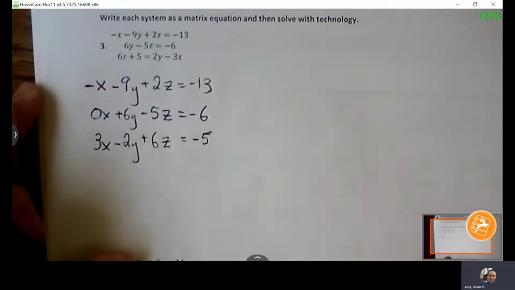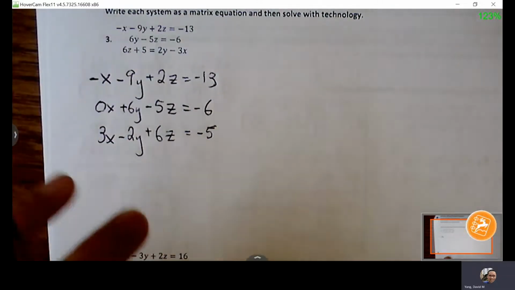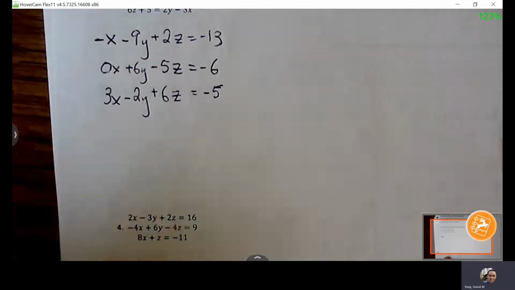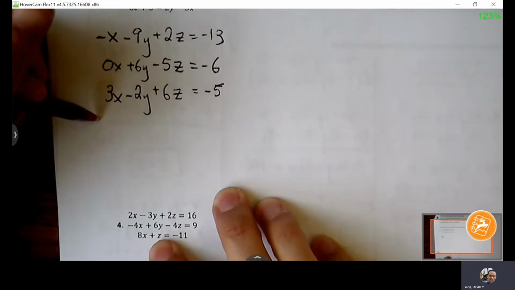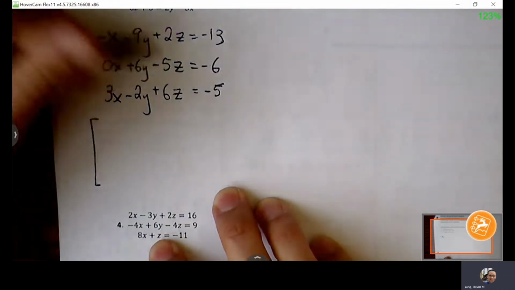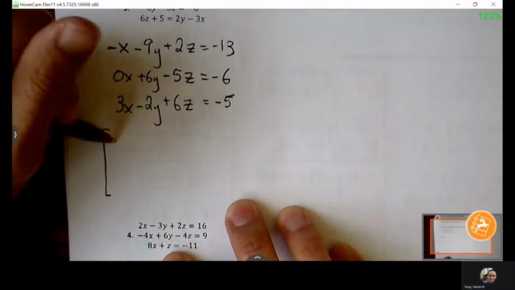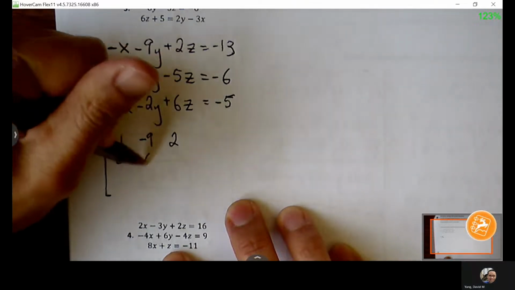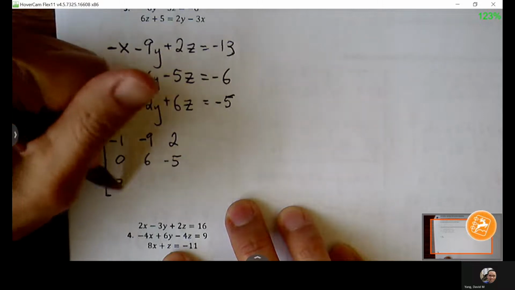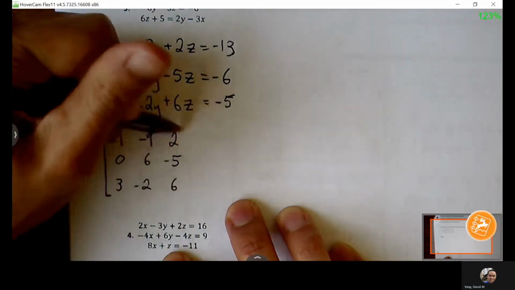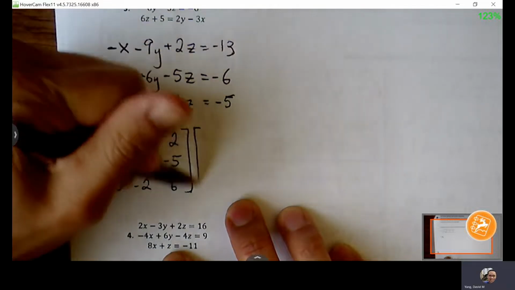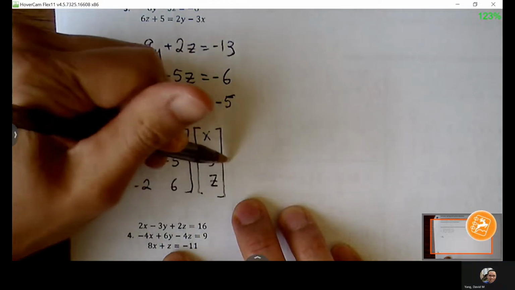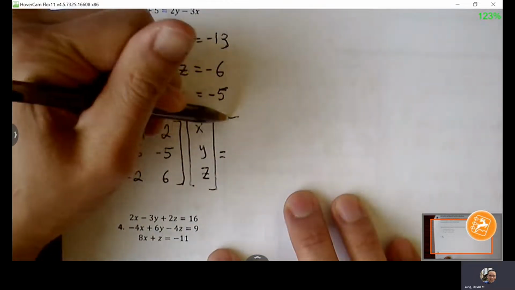Okay, so this is really the only math you have to do, is just rearranging, and after that, the calculator can do all the rest for you. But we do need to set it up using a matrix equation. So I'm going to create a 3x3 matrix for all the coefficients, and then I'll create a variable matrix, and then a constant matrix on the other side.